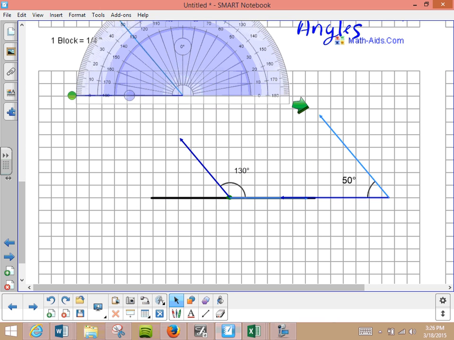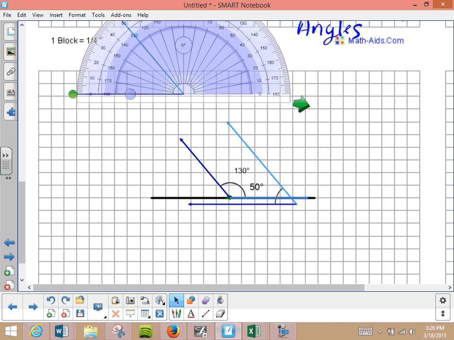How many degrees is that? This should fit perfectly in here, and it does. Again, notice that these rays are larger, but they are still 50, and they still add up to 180, even though the rays are larger.